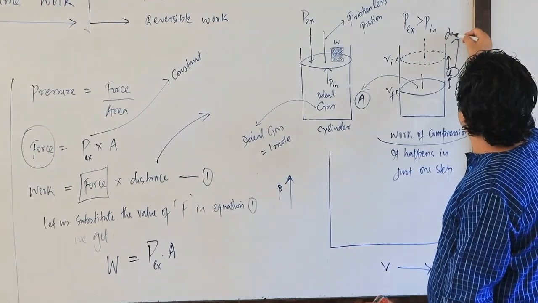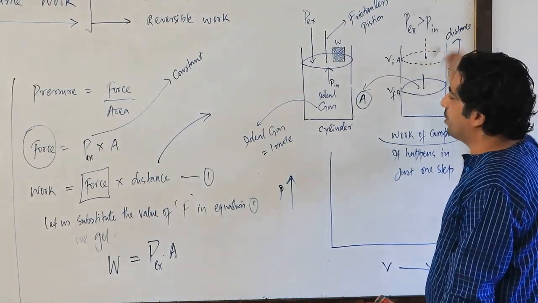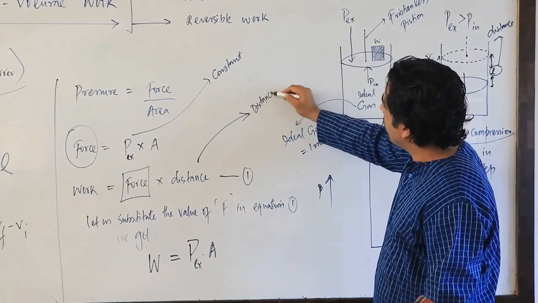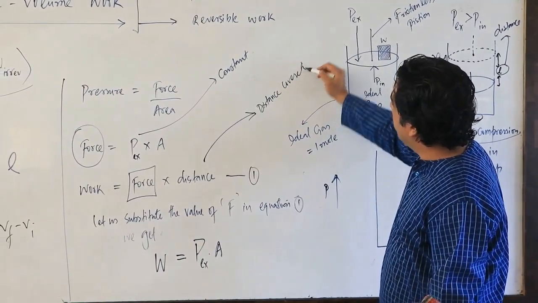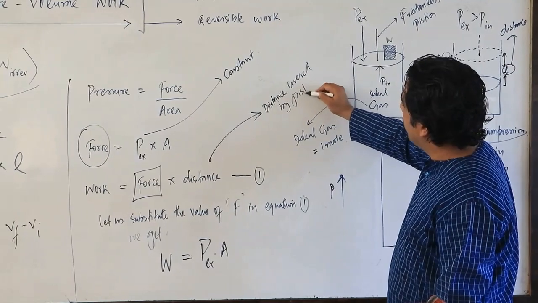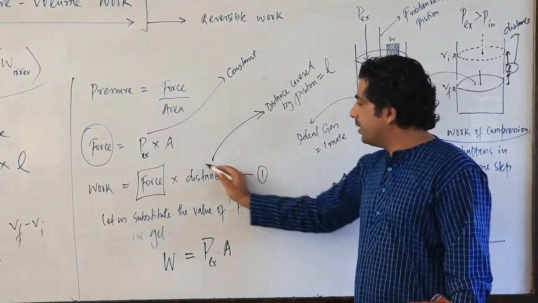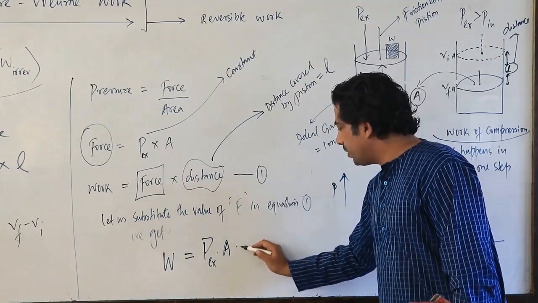So this L is the distance actually covered by the piston. So this is the distance covered by piston, which is equal to L. So in place of this distance, I can write down L.